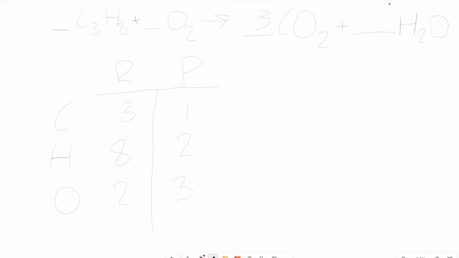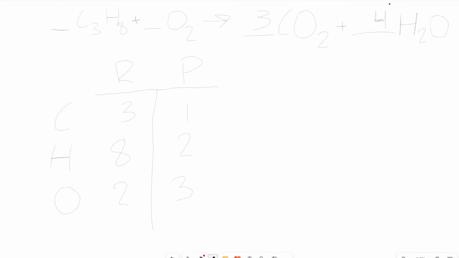we're going to look to our next thing, our hydrogen. For hydrogen, we can see that we have 8 hydrogens on our reactant side, and we have 2 on our product side. So that's also a pretty simple thing to fix. We just add our 4 here, and we balanced out our hydrogen. Now our carbons and hydrogens are good, but we just need to find out exactly how much O2 we have.